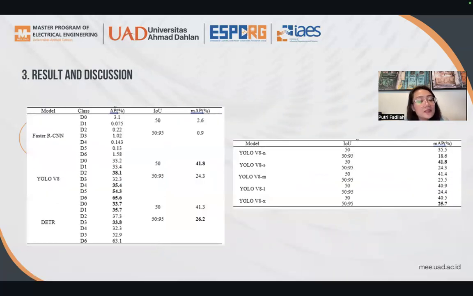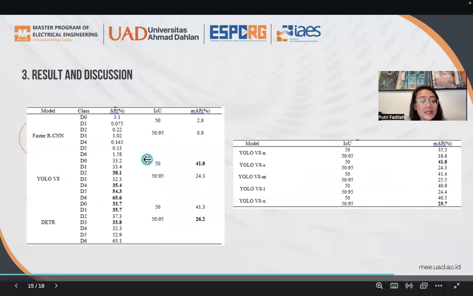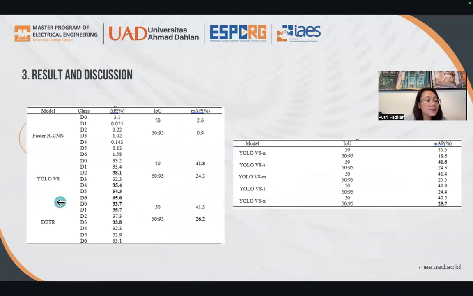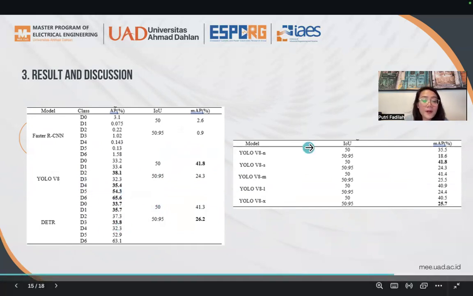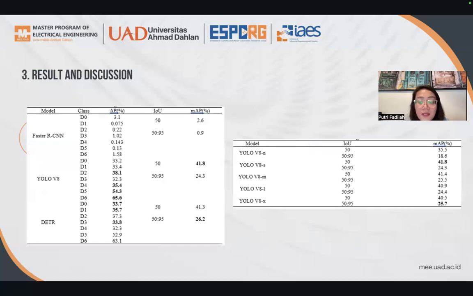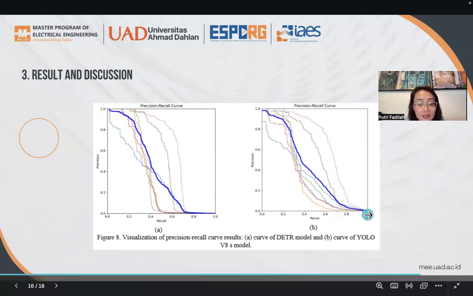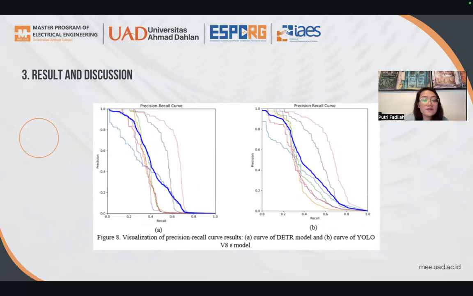As for the results of this research, we can see that the highest mean average precision is from YOLO V8 with the classifications D2, D4, D5, and D6. Comparing the models, the highest is from the YOLO V8s. This is the visualization of the precision-recall curve results for DETR and YOLO V8. We can see that the curve is more stable for YOLO V8.